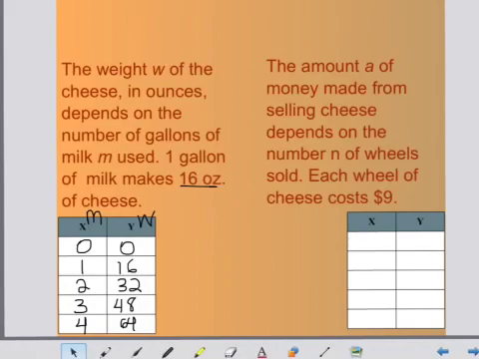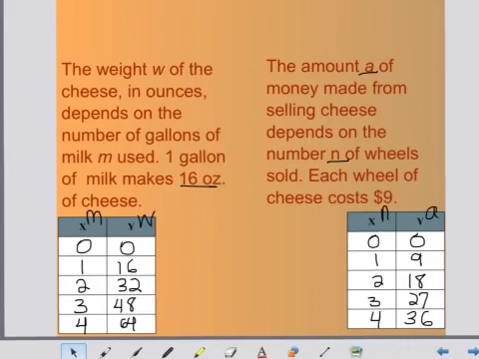On the other table, the amount A of money from selling cheese depends on the number N of wheels. So the amount is the dependent and the number is the independent. If you have 0 wheels, you make $0. If you have 1 wheel, you sell each one for $9, which means 2 will be for $18, 3 will be for $27, and 4 will be for $36.